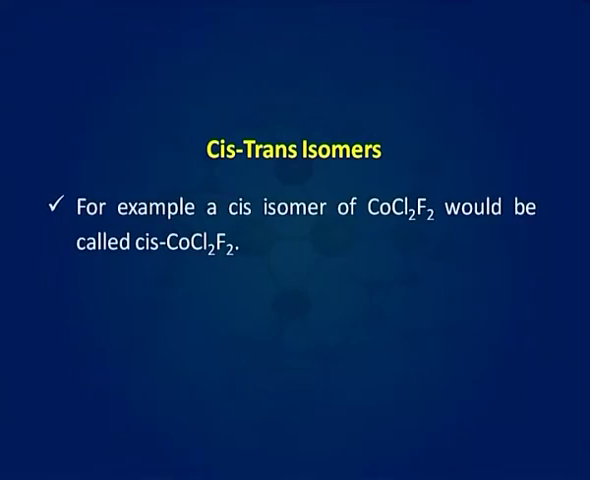But the trans isomers, on the other hand, are isomers where the two ligands are on opposite sides of the molecule, because the trans isomers have a bond angle of 180 degrees between the two same atoms. When naming cis or trans isomers, the name begins either with cis or trans, whichever applies, followed by the hyphen, and then the name of the molecule is written. For example, a cis isomer of CoCl2F2 would be called cis-CoCl2F2.